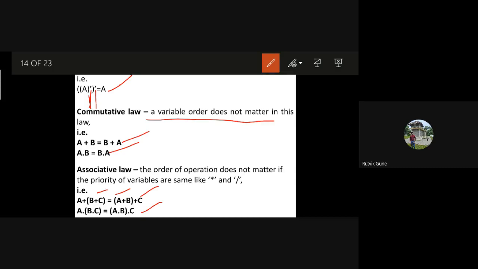So how many properties did we do now? We did the annulment law, the identity law, the idempotent law, the complement law, the double negation law, the commutative law and the associative law. Any doubts in any of these laws? Does anyone want me to tell any of the laws once again? Have you all noted down? All of you have noted it down, I hope so.